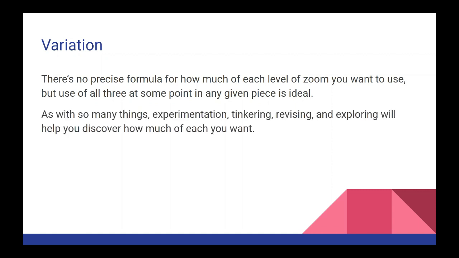As with so many things in writing, as we've probably talked about in this course, there's no specific correct answer. And so what it's going to take is experimentation, tinkering, revising, exploring to help you discover how much of each one you want. What I always like to tell people is toss in more and more of each level in your early drafting, and then you will find by the time you get through revision what things you can let go of and what things you should keep and what that ideal balance will be. So that's just a few things on using your camera.